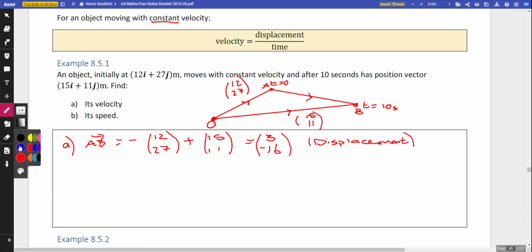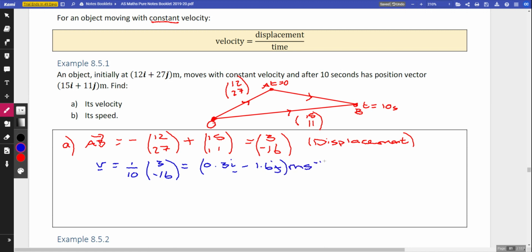So then, in order to find the velocity, we're doing it as a vector, so I'm just going to underline it. We are using displacement over time. So the time is 10, so 1 over 10 times the displacement, which gives me the velocity vector of 0.3i minus 1.6j. Remember, when you are in a modelling question, you must put your units on there. Okay, so we've got the velocity of that.